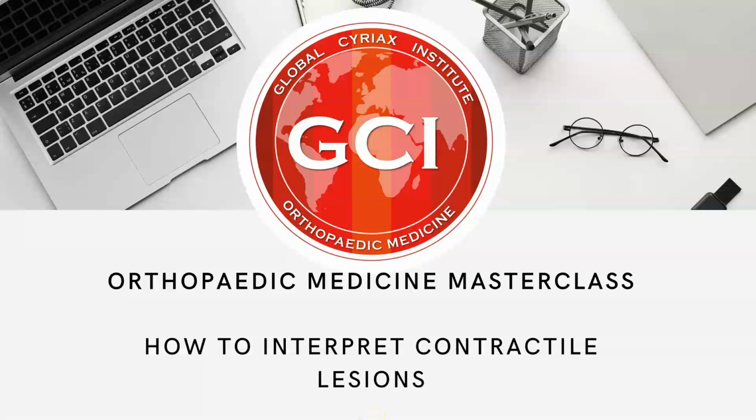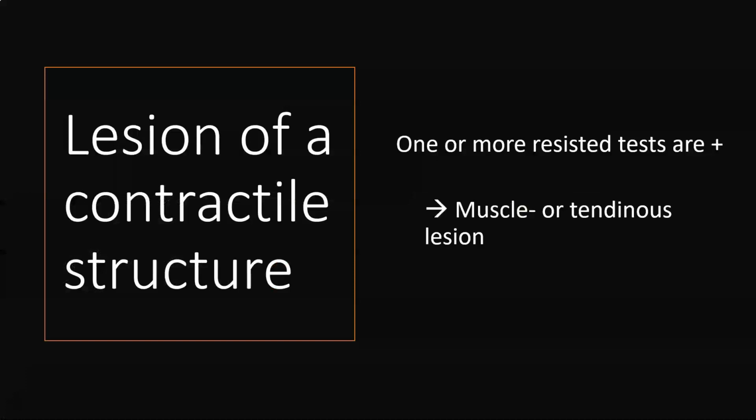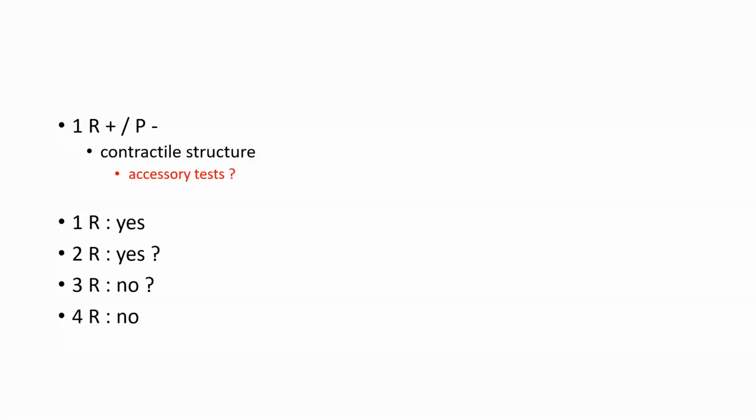How do we have to interpret the presence of contractile lesions after the functional examination? Well, we think of a lesion of a contractile structure. Remember, muscle, tendon, musculotendinous junction, insertion. If one or more resisted tests are positive, then you can think of a muscle or a tendinous lesion. The ideal situation is the one where you have one positive resisted test and your passive tests are negative. You think of a contractile structure.